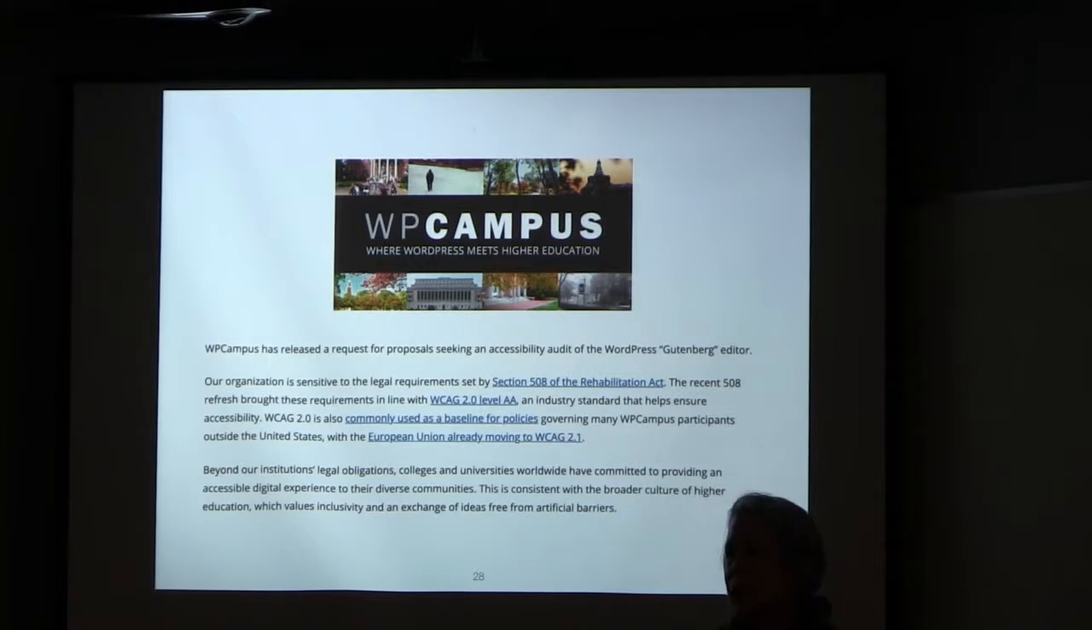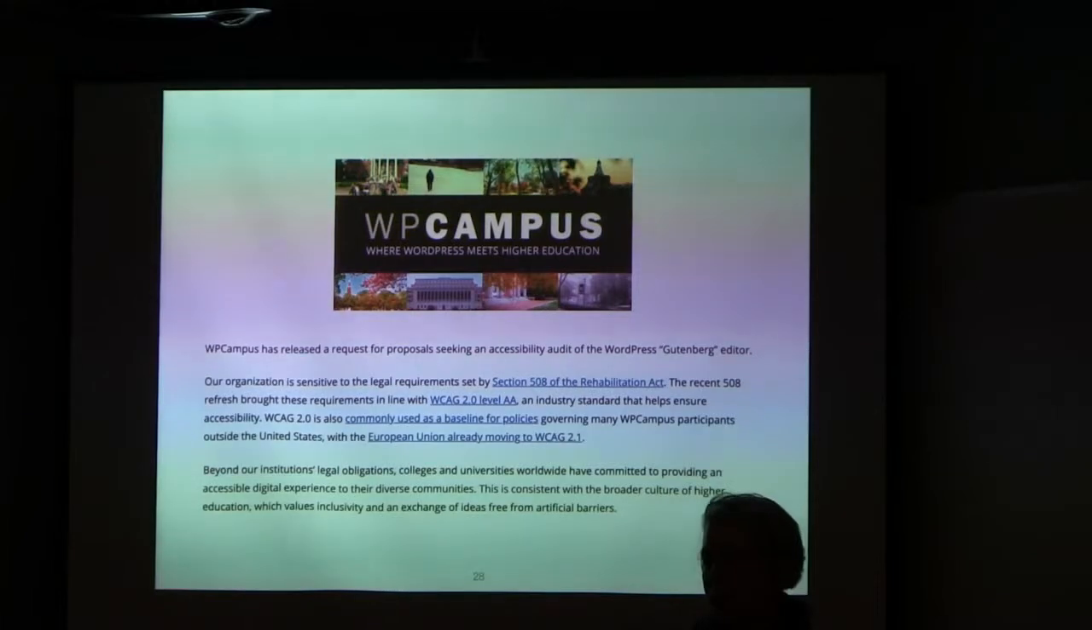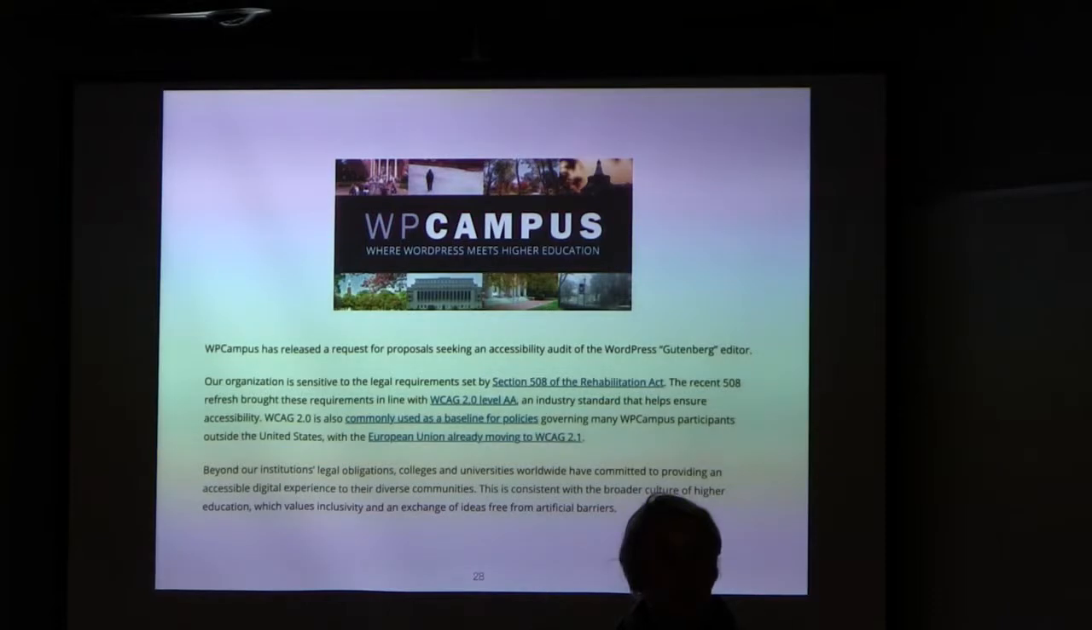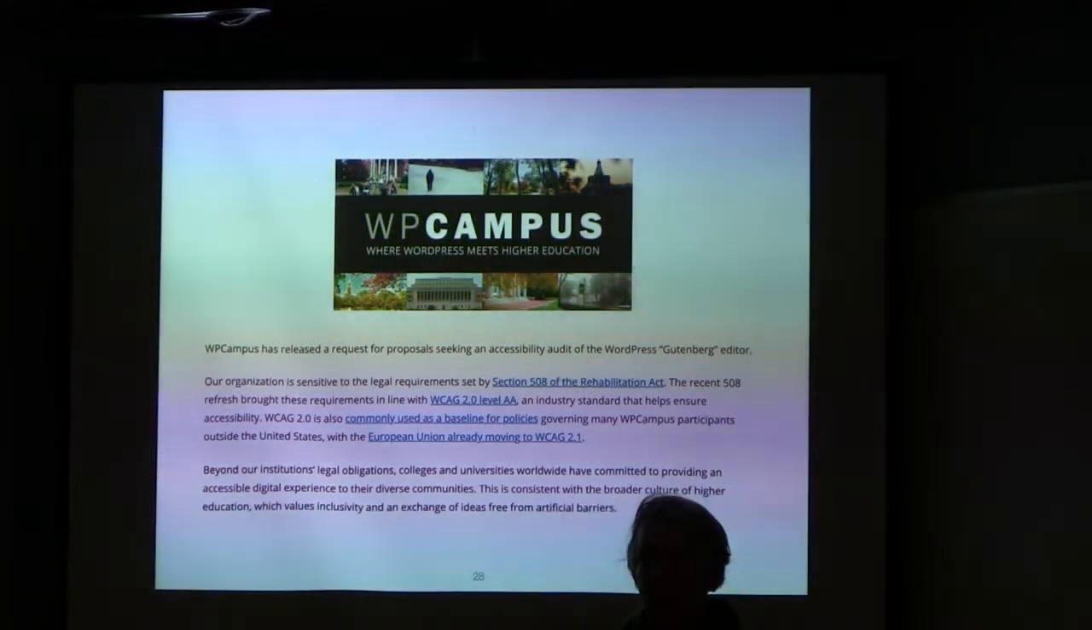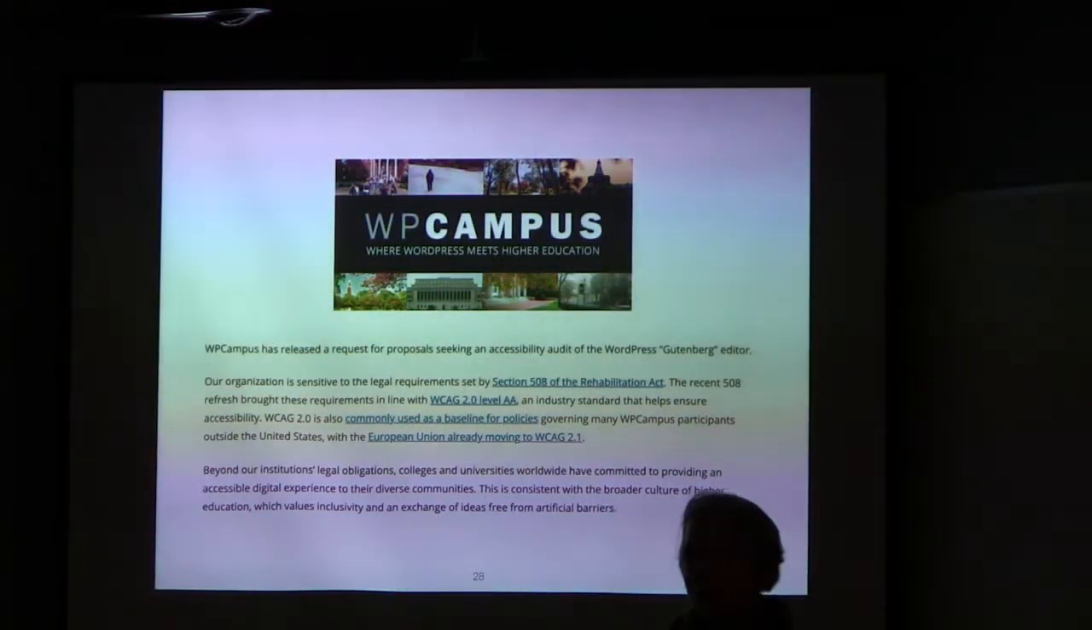Another community are the developers and the businesses that supply large institutions that are required to meet this standard. So this is a screenshot from WP Campus, where WordPress meets higher education. And they can't use this. They can't use Gutenberg because they are legally obliged to provide level AA access now because they're a big school. And they put out an RFP saying, just check it. We want an independent audit. Can we use this? I don't know what happened with that yet. I mean, keep an eye on WPTavern.com.